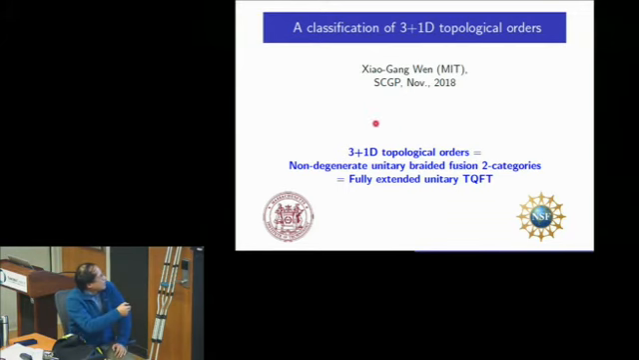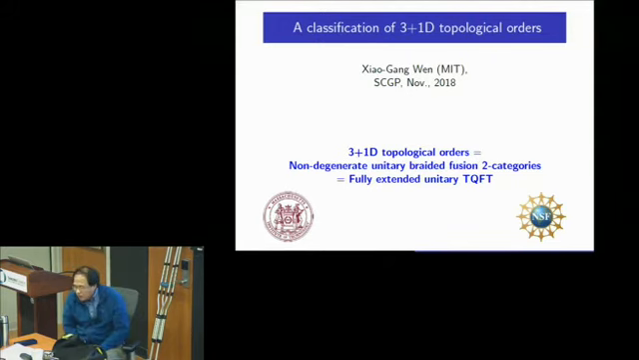And mathematically, in condensed matter, we call this a topological order. In mathematics, this may correspond to the so-called braided fusion 2-category, or this unitary topological quantum field theory. So this may be related. Okay, so today I'm going to concentrate on 3-dimensional or 3+1 dimensional systems.